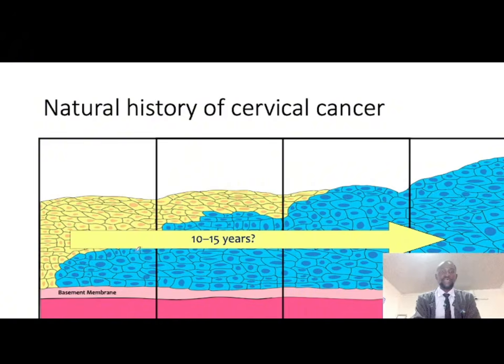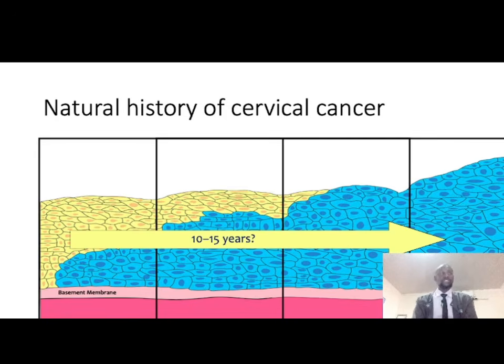So this is CIN1, and then as it involves more than half to 2/3, it is CIN2, and if it is involving the full thickness before it breaches the basement membrane, this is what you call CIN3. And when it breaches the basement membrane, it becomes an invasive cancer. It becomes cervical cancer. It takes about 10 to 15 years from the time that the HPV infection is acquired up to the time that you develop full cancer.